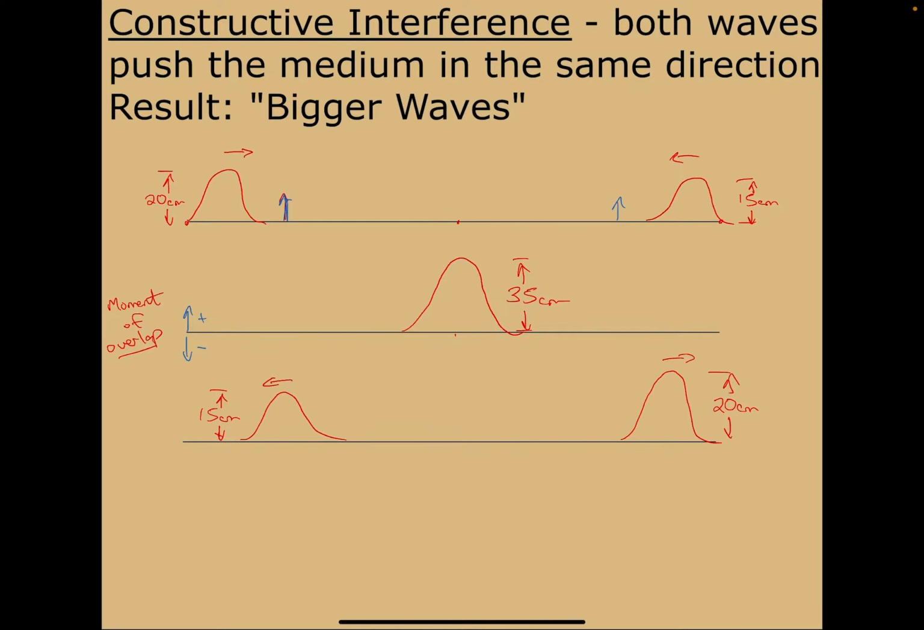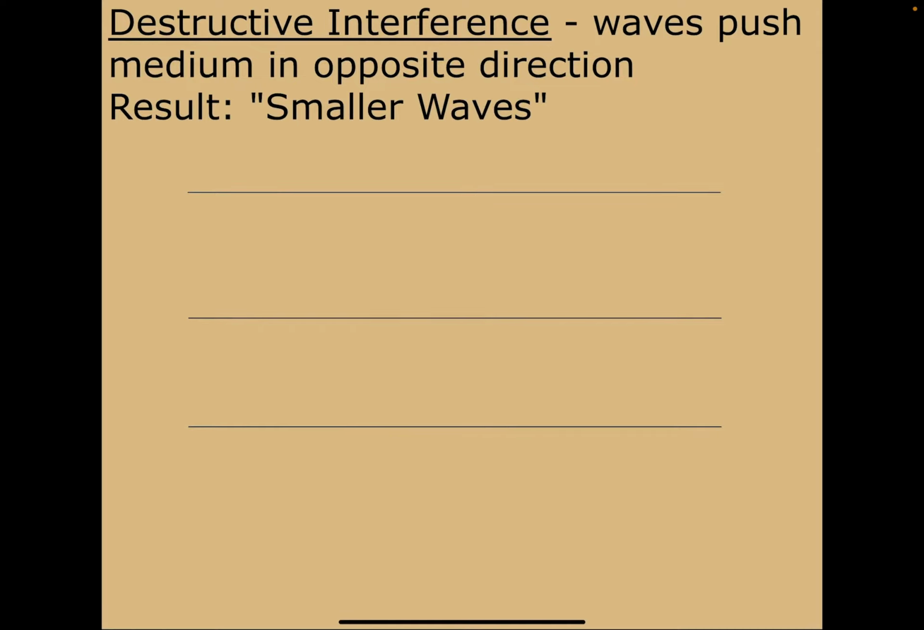But what if one is on the high side and one is on the low side? What happens then if the pulses are pushing the medium in the opposite direction? So for example, one is on the high side like this. Let's again go 20 centimeters.